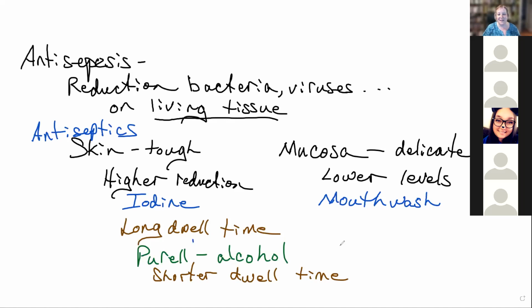Yeah, but the dwell time also depends on whether those agents actually work properly. If you don't let them dwell long enough, then they don't kill as much of the bacteria as they're supposed to. Yep, that is correct.